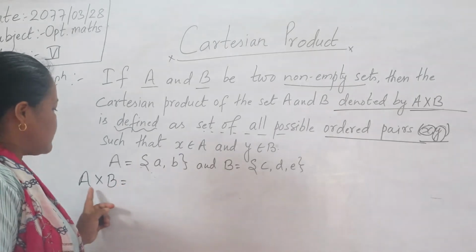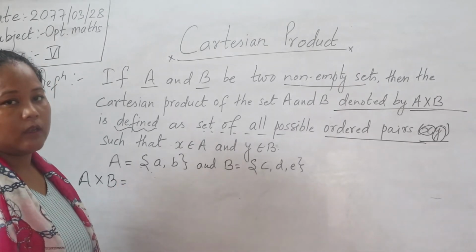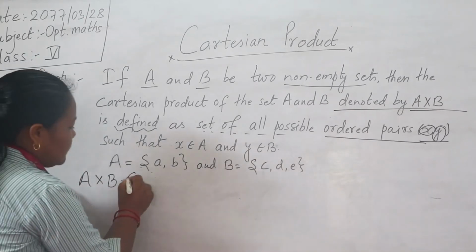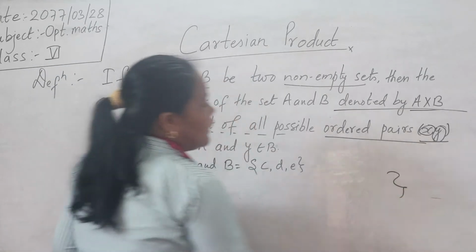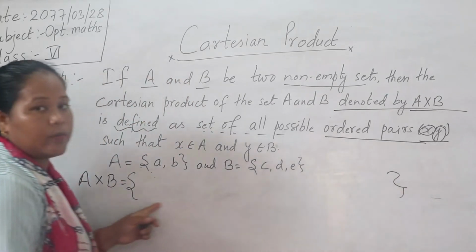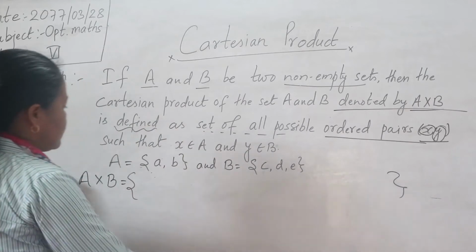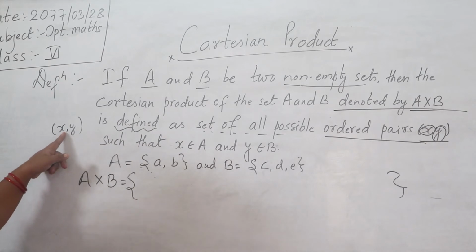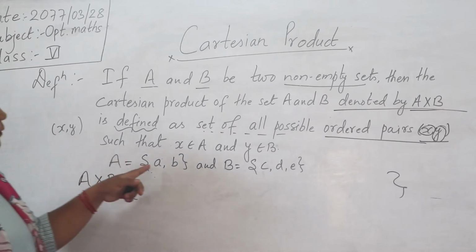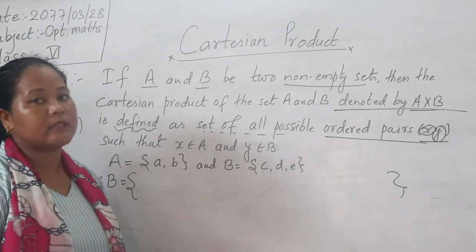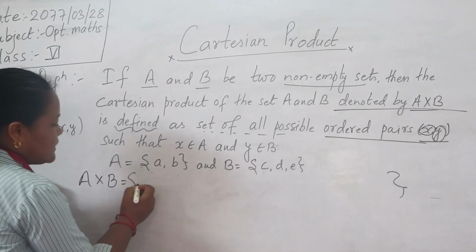Understand? A cross B. How to define the Cartesian product of A and B? We have to list out all the ordered pairs. We have to set here all the possible ordered pairs. That ordered pair should be in the (x, y) form, and this x means the first element, which should be from set A, and the second element should be from set B. Okay, so let's take.